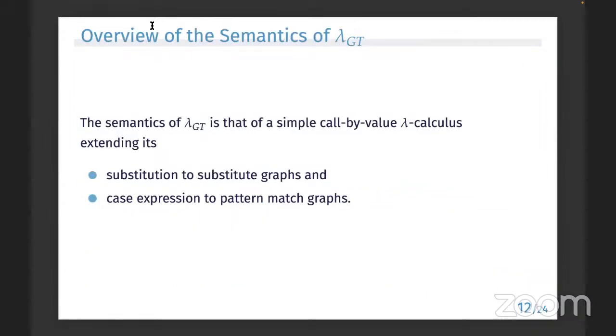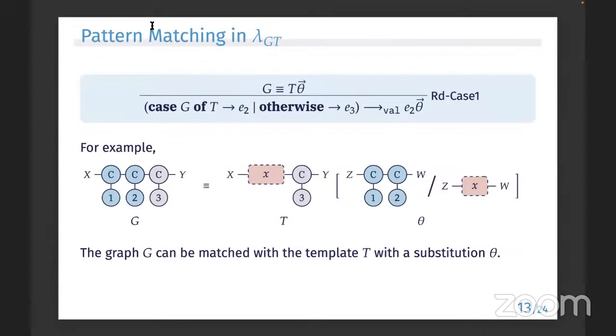So the semantics of LangCGT is that of the simply typed call-by-value lambda calculus, extending its substitution to substitute not just terms but graphs, and extending its case expression with pattern matching, not just on terms, but on graphs. Here is the semantics of pattern matching. For example, we match 1 to 3 with this template using a substitution that replaces x with 1 and 2.